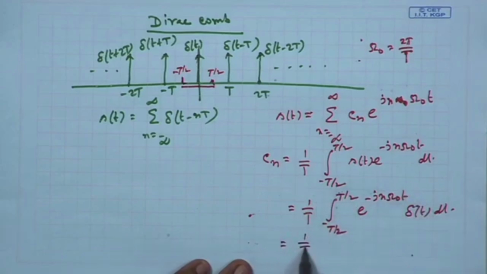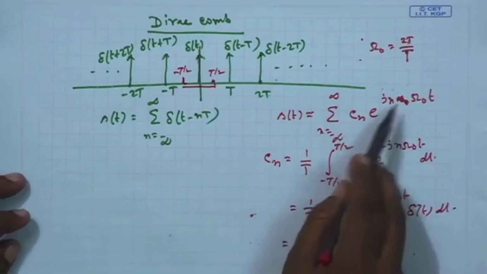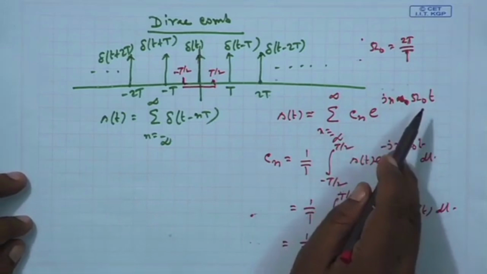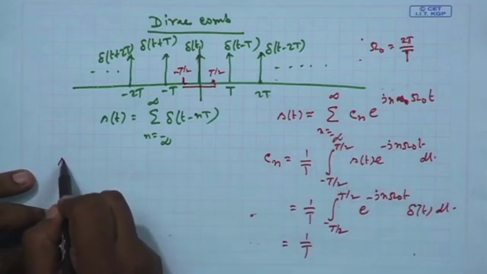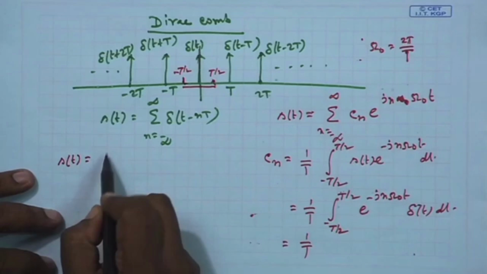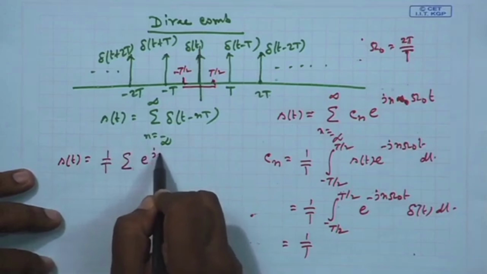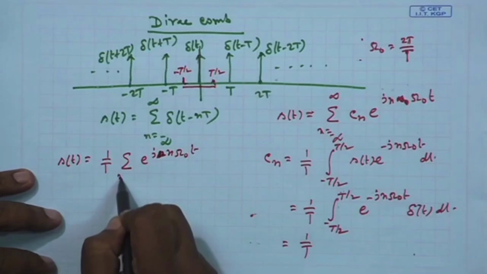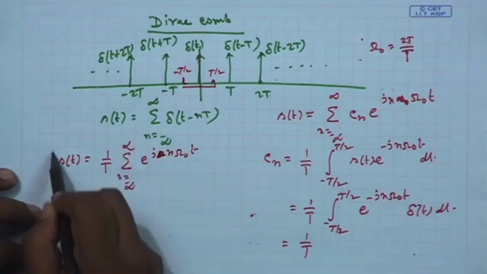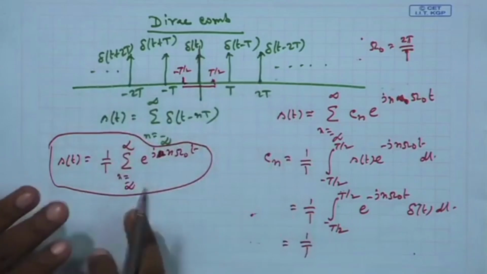So, C n is 1 by T, and this is independent of n. So, for every harmonic and fundamental, C n is common, it is 1 by T, which means S t is 1 by T, summation of e to the power j n omega naught t, the nth harmonic. So, this is one important result, that this kind of periodic function S t is given by this.